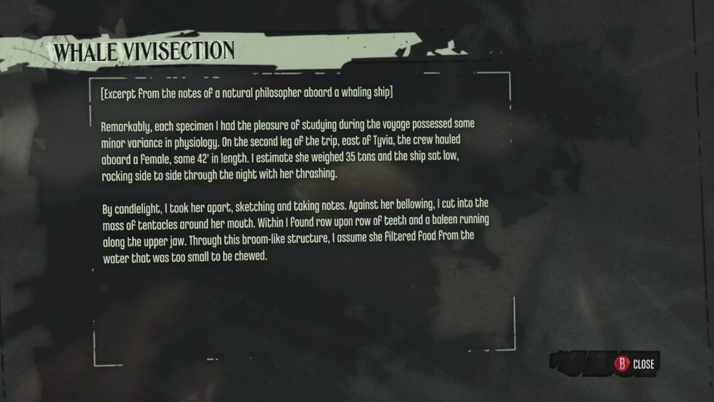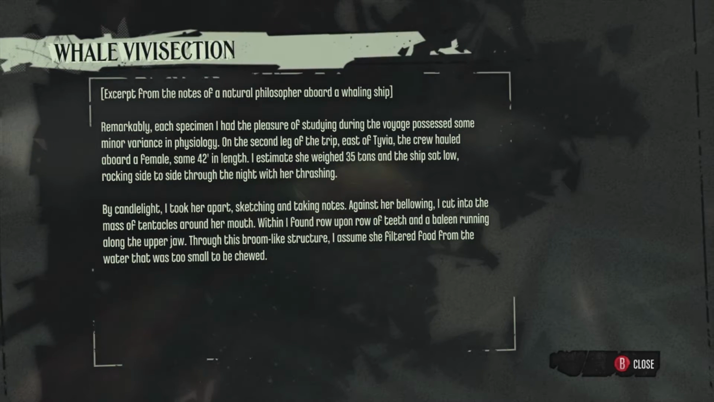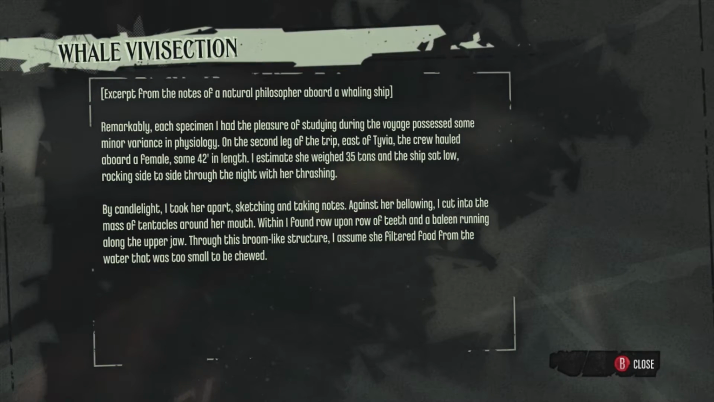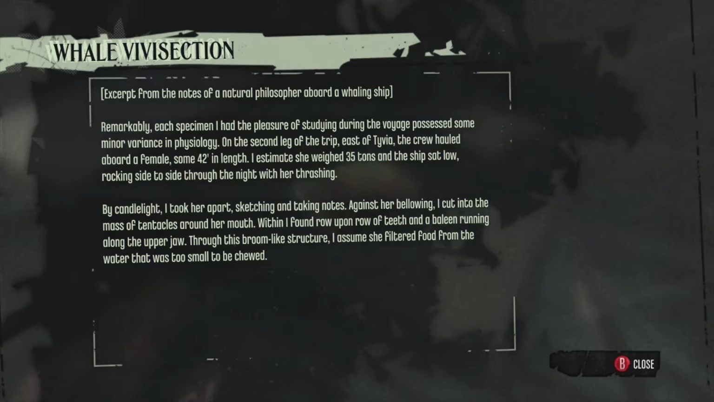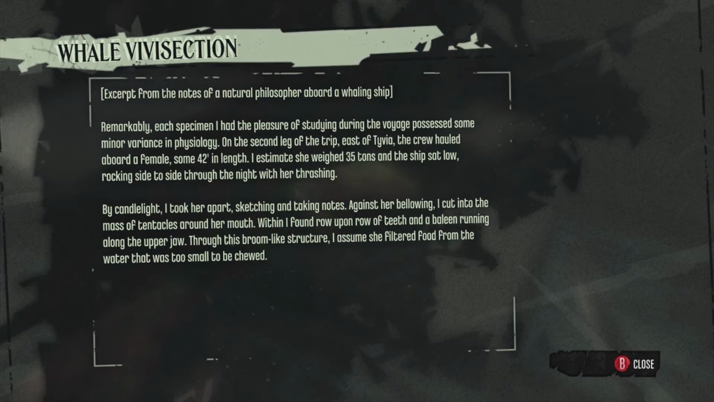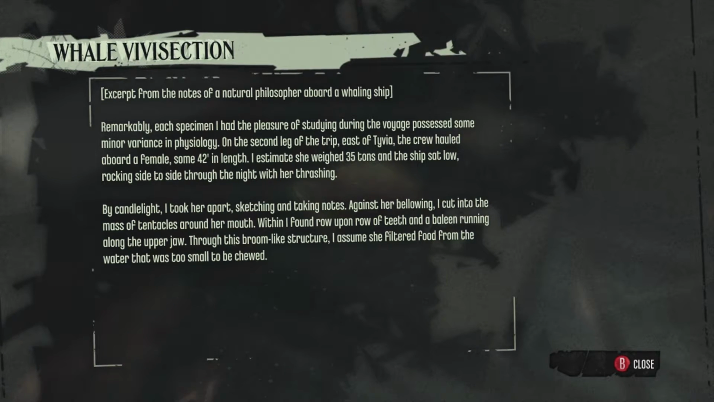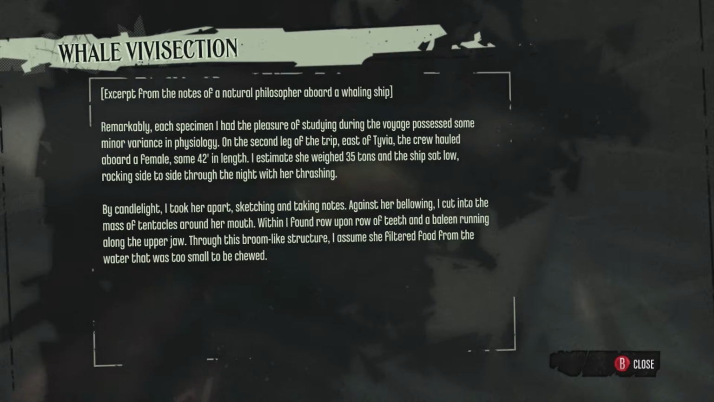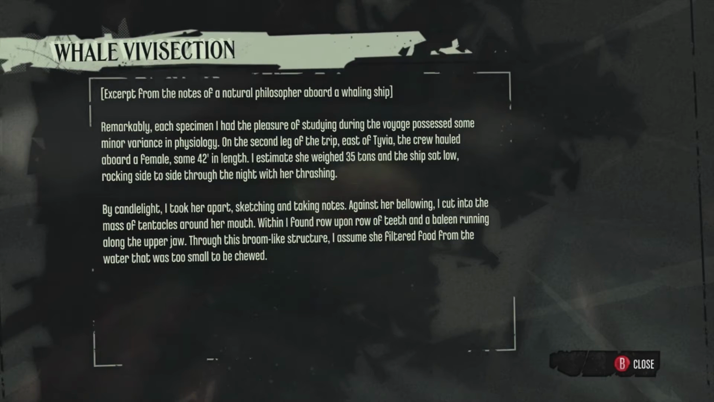Excerpt from the notes of a natural philosopher aboard a whaling ship. Remarkably, each specimen I had the pleasure of studying during the voyage possessed some minor variance in physiology, the branch of biology that deals with living things and their organs. On the second leg of the trip, east of Tivia, the crew hauled aboard a female, some 42 feet in length. I estimated she weighed 35 tons, and the ship sat low, rocking side to side through the night with her thrashing. By candlelight, I took her apart, sketching and taking notes. After her bellowing, I cut into the massive tentacles around her mouth. Within, I found row upon row of teeth, a baleen running along the upper jaw.